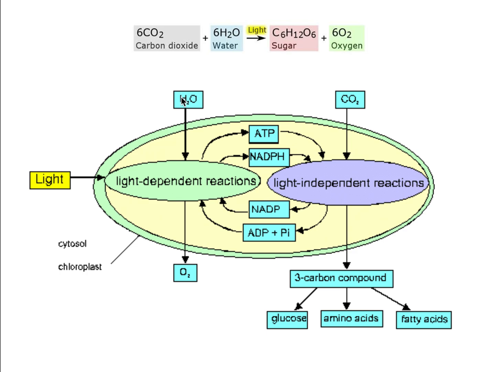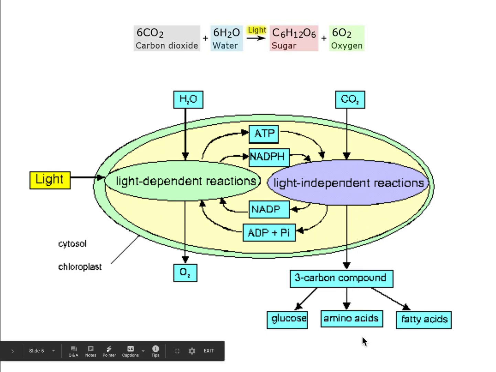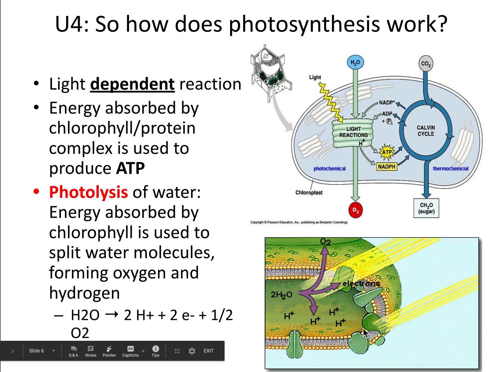It also shows you where the other characters come into play. So notice water, which is part of the equation up here, is going to be used with the light in the light-dependent reaction, and it's where it's going to produce that waste product of oxygen. So a lot happens in this light-dependent reaction. The light-independent reaction is where the carbon dioxide comes into play, and you're going to be producing the sugars. So let's get into it.